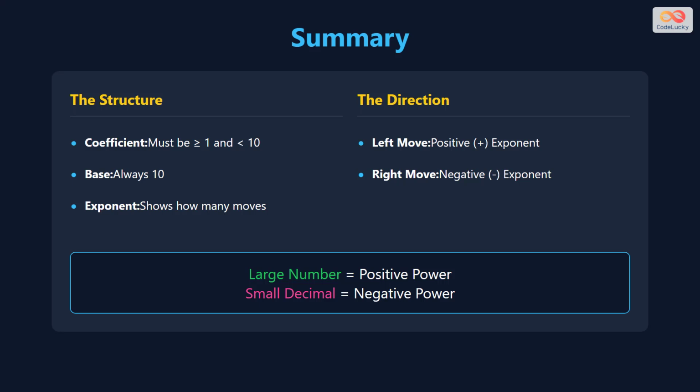To wrap up, remember the three parts: coefficient, base 10, and exponent. Ensure your coefficient is between 1 and 10. And finally, use the direction to determine the sign. Left for large numbers gives a positive exponent, and right for small numbers gives a negative exponent.